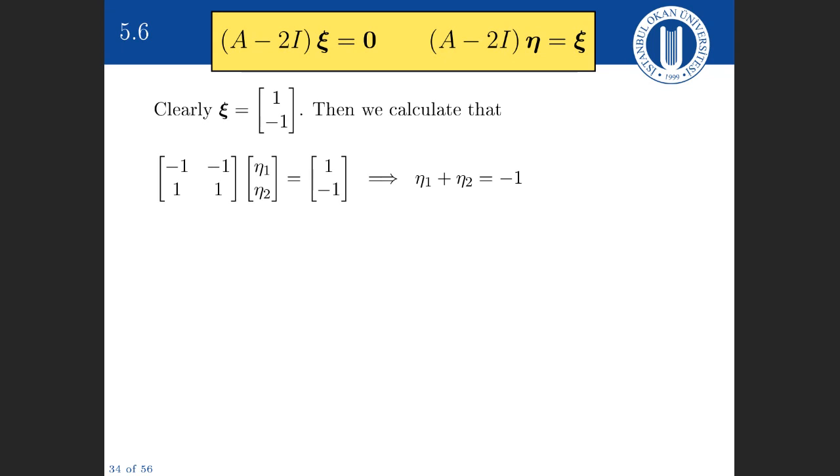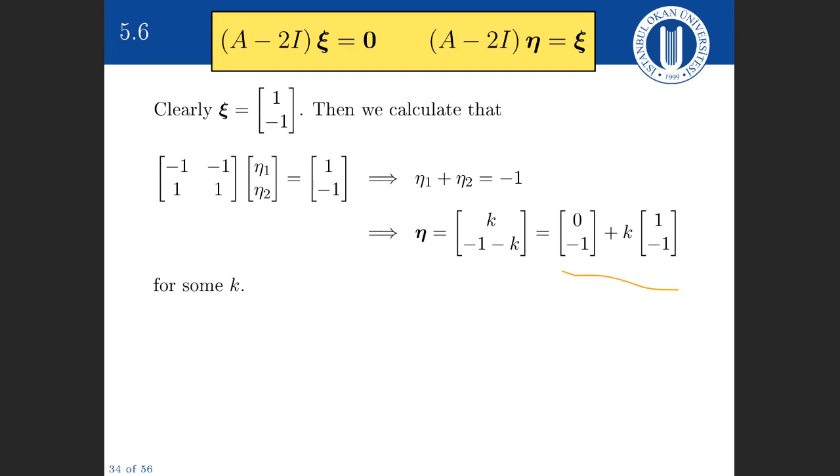We calculate A minus 2I, that's (−1, −1; 1, 1), multiplied by eta is equal to xi, or (1, −1). Both lines, top line and the second line, give us the equation eta 1 plus eta 2 is equal to minus 1. So eta must look like (k, −1 − k) for some number k. Or we can split this up to (0, −1) plus k(1, −1).